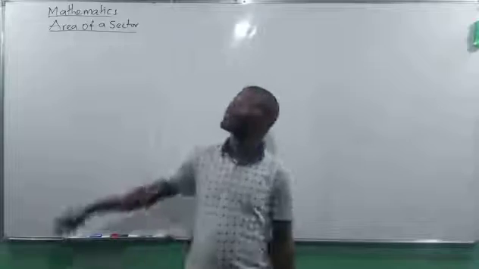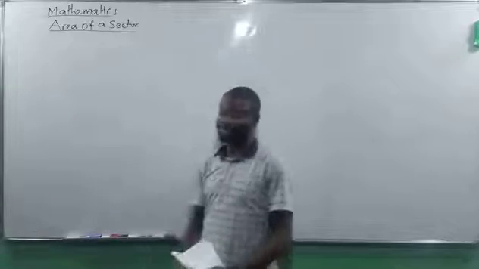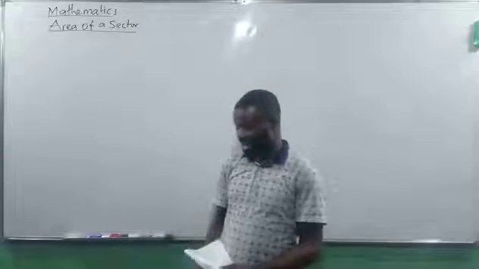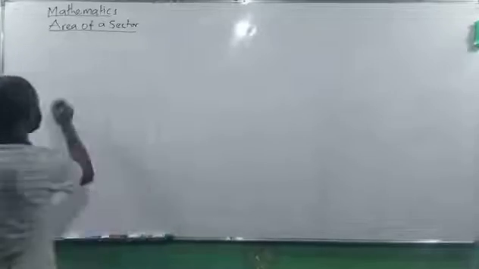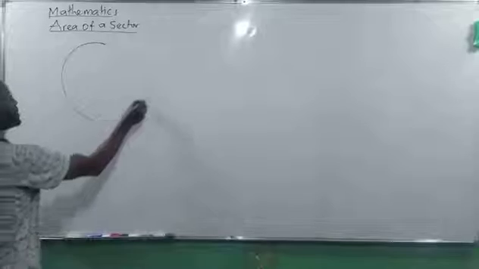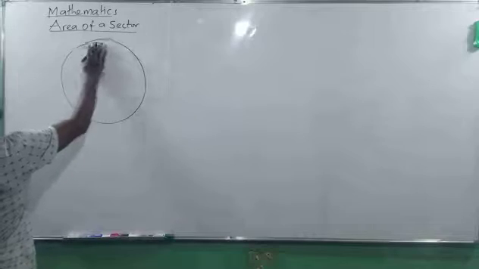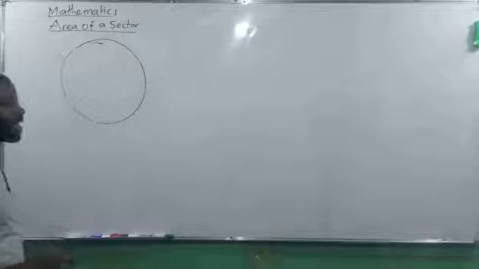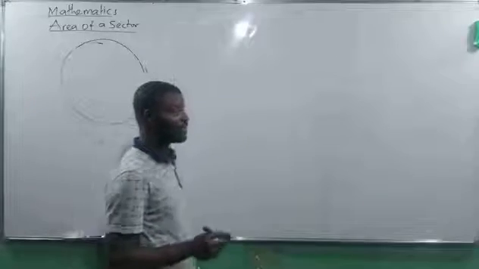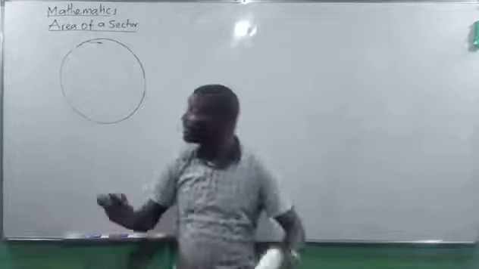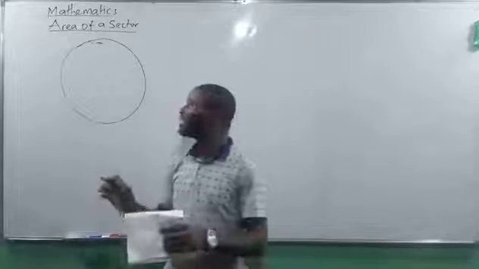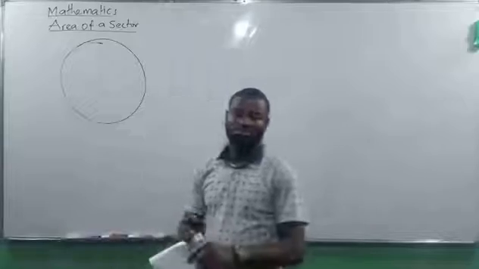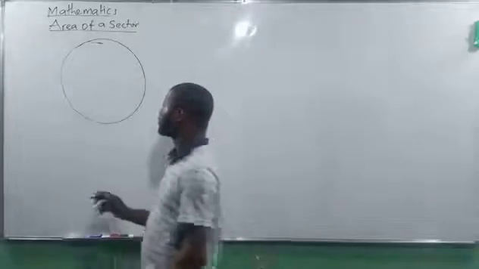On this video, I'll be walking you through the area of a sector. It is a branch, a part of mathematics which is under circle. And I've explained what is called circle in the previous video. This is a circle. Now, I've explained what is called property of circle, which is sector, radius, diameter, arc, chord, and so on and so forth.